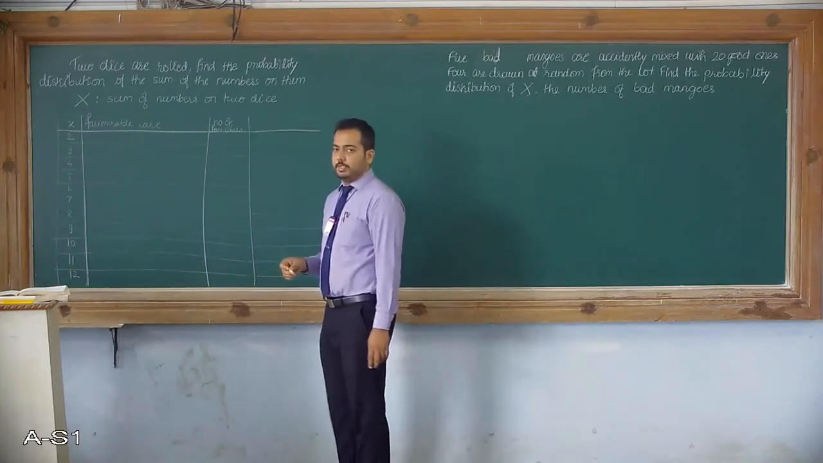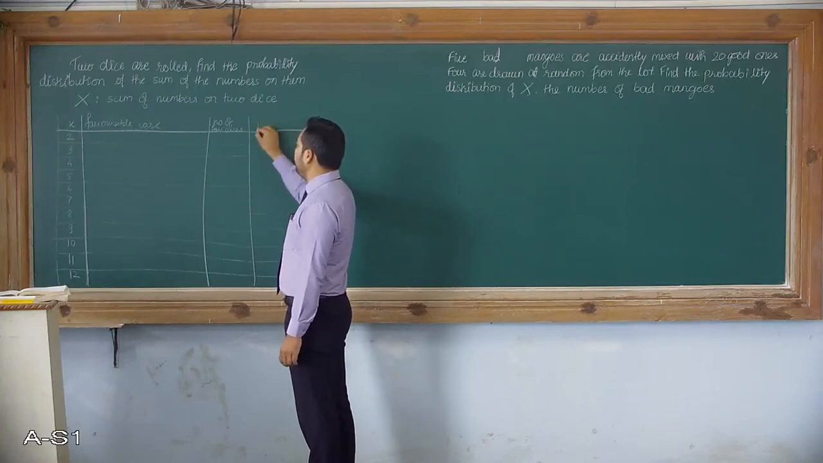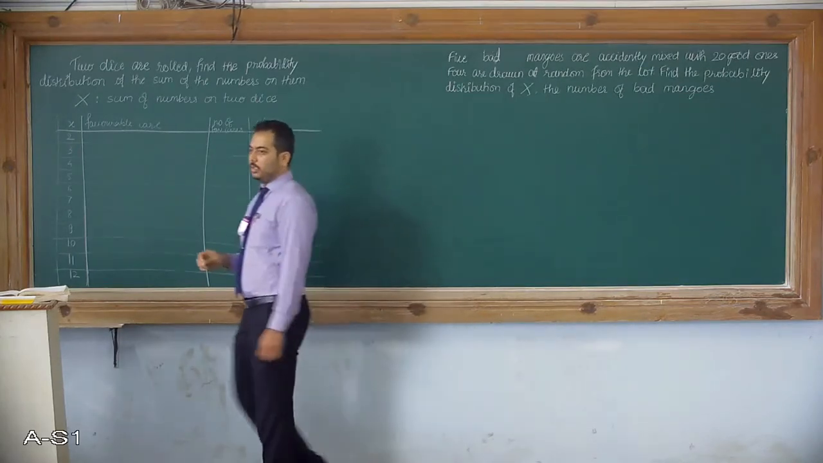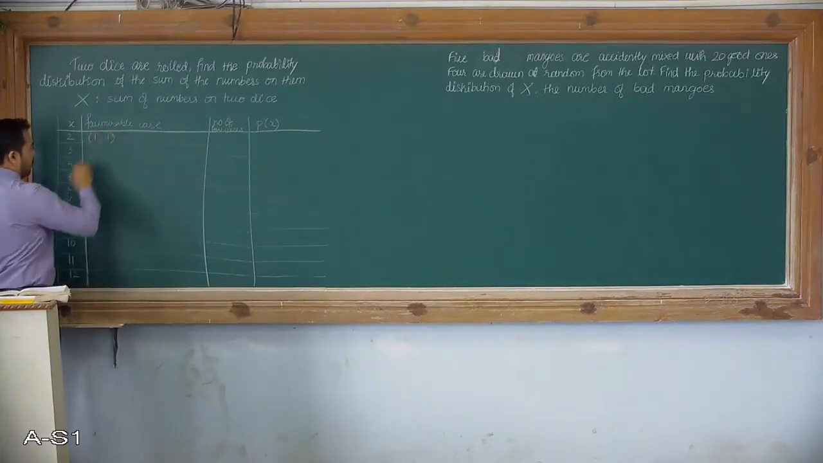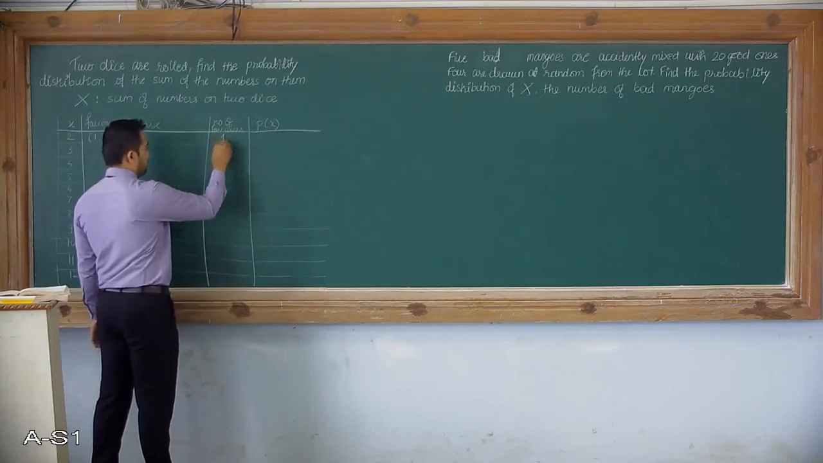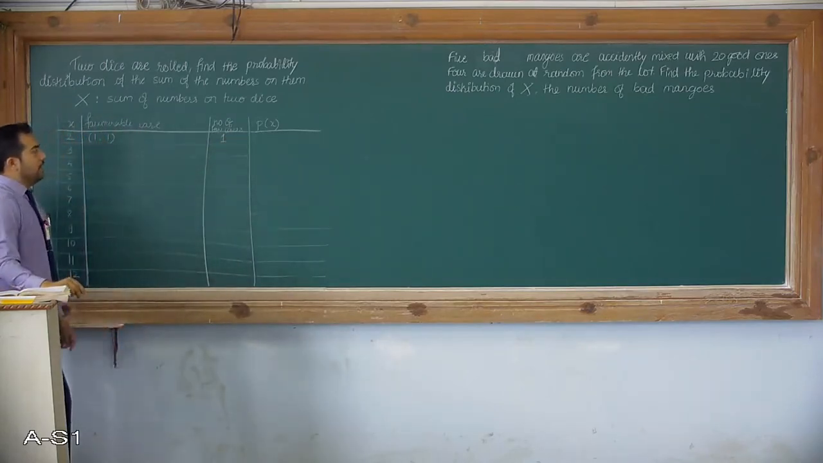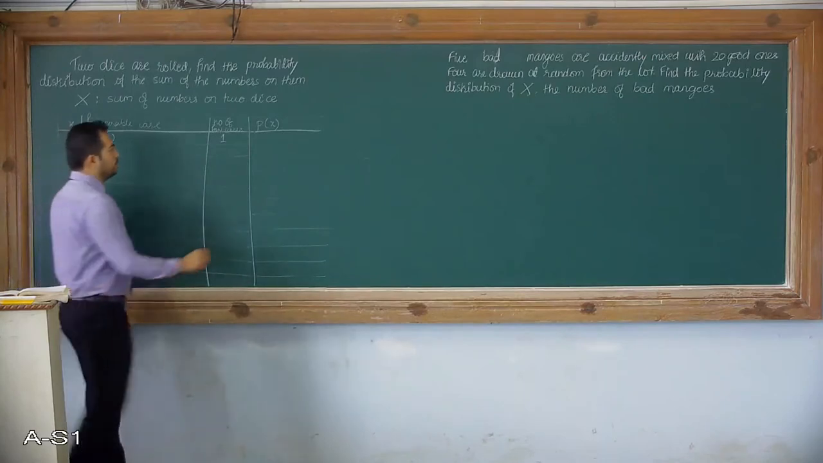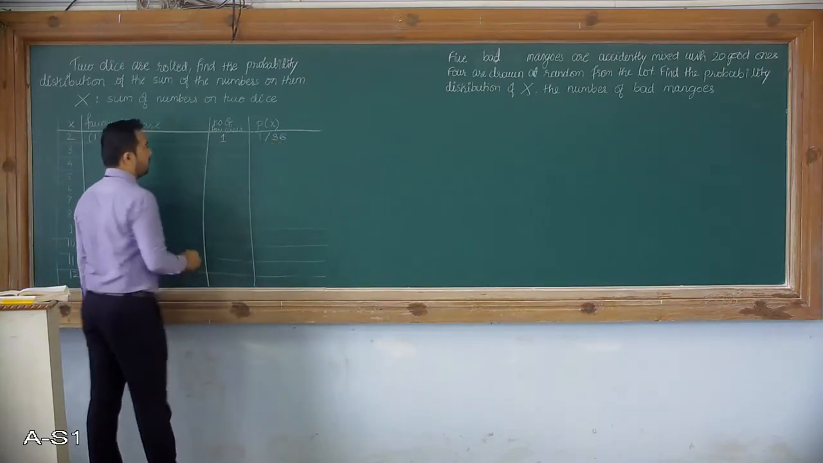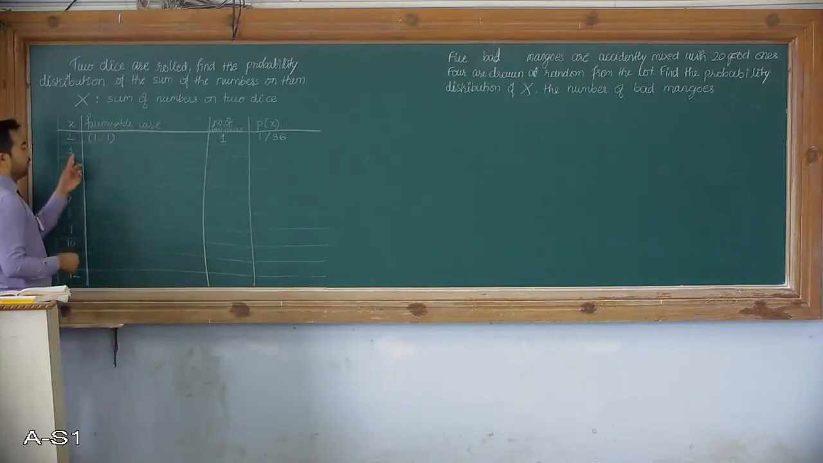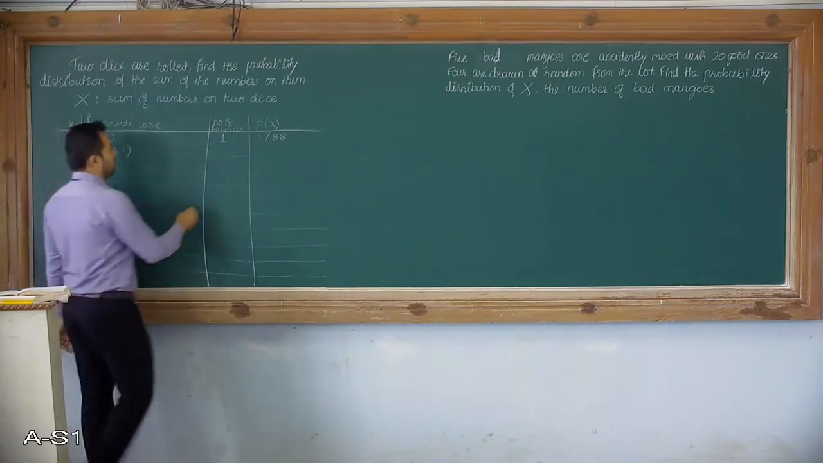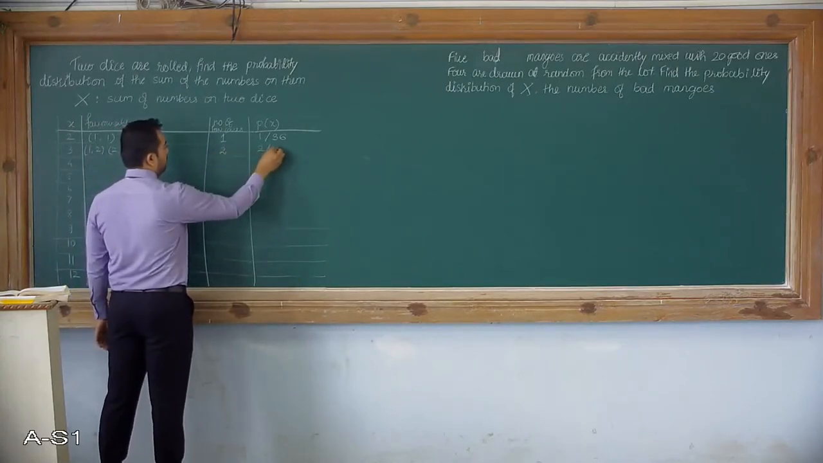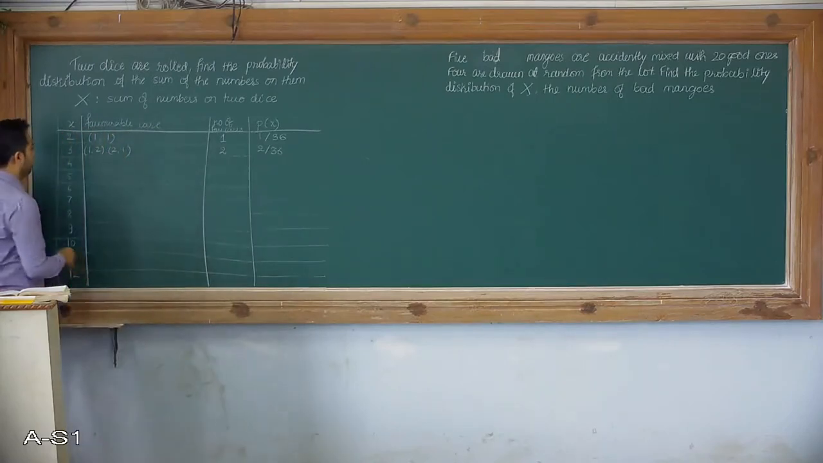Then we come with number of favorable cases. And then the probability of x. Okay, so 2 is the sum of 2 numbers on the dice. Favorable case, we have only one possibility, that is 1, 1. So number of favorable cases is 1, and probability of getting 2 is favorable cases divided by total cases. So for 2 dice it is 36. So probability is 1/36. For getting 3 we have 2 possible cases, that is 1, 2 and 2, 1. Then we have number of favorable cases 2, and 2/36 is the probability.